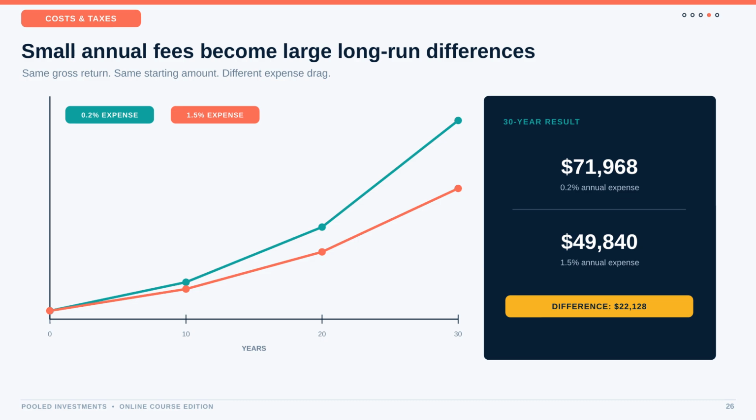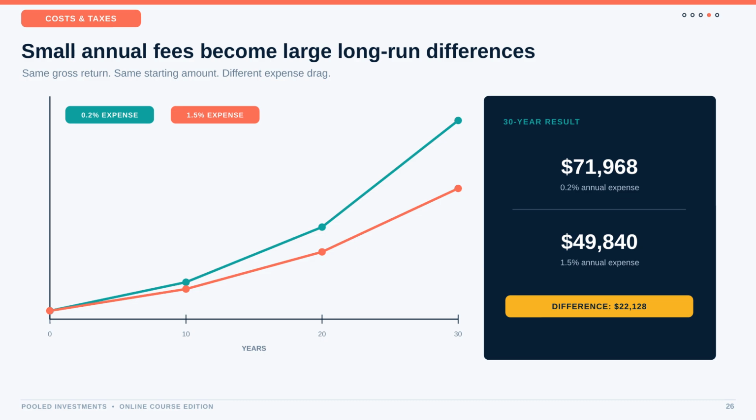Suppose $10,000 earns 7% before fund expenses for 30 years. With a 0.2% annual expense, the ending value is about $71,968. With a 1.5% expense, it is about $49,840, a difference of more than $22,000. The market return was identical.